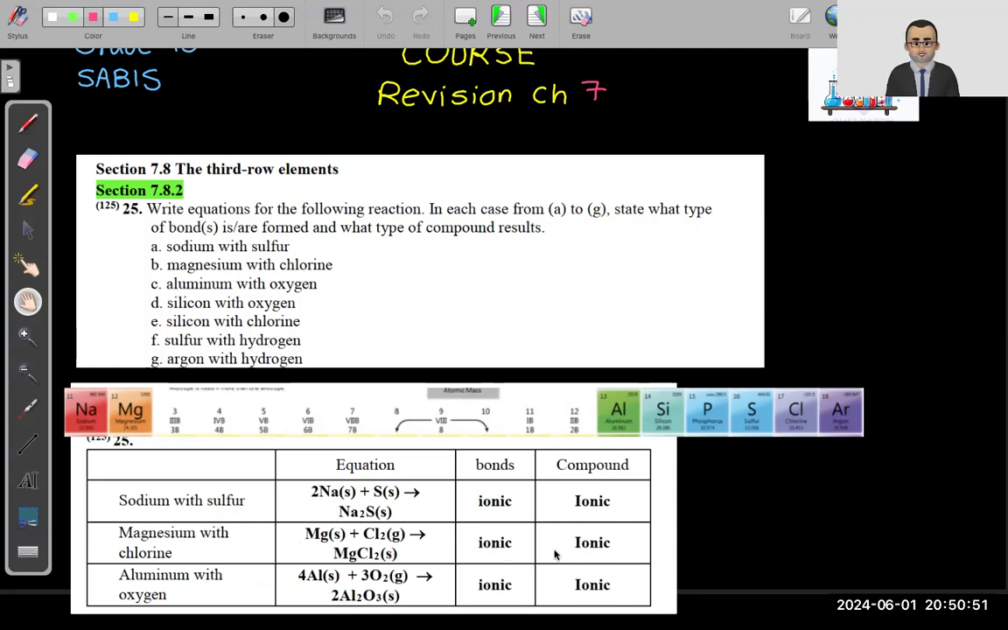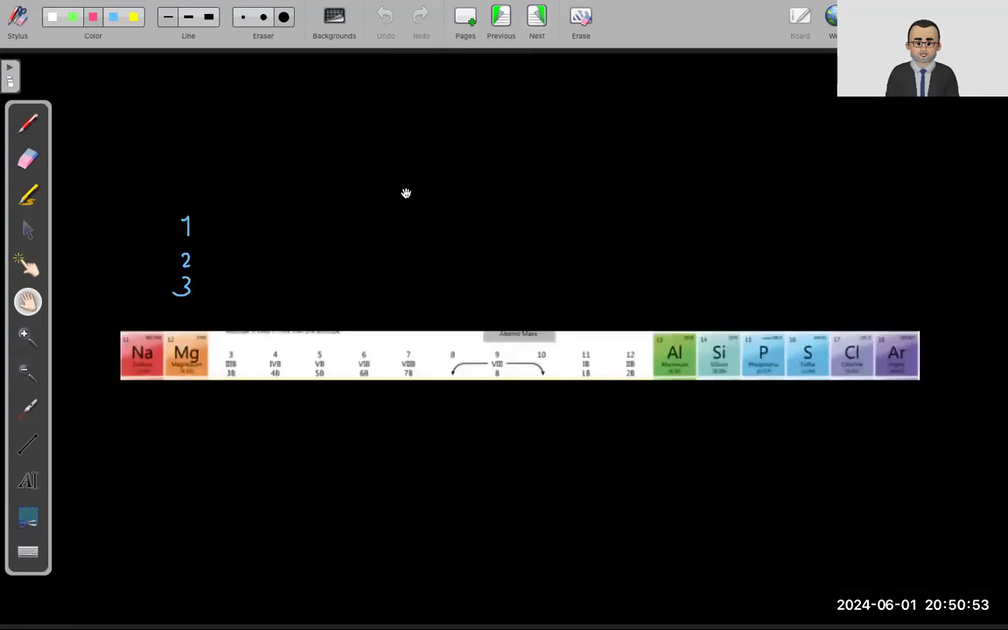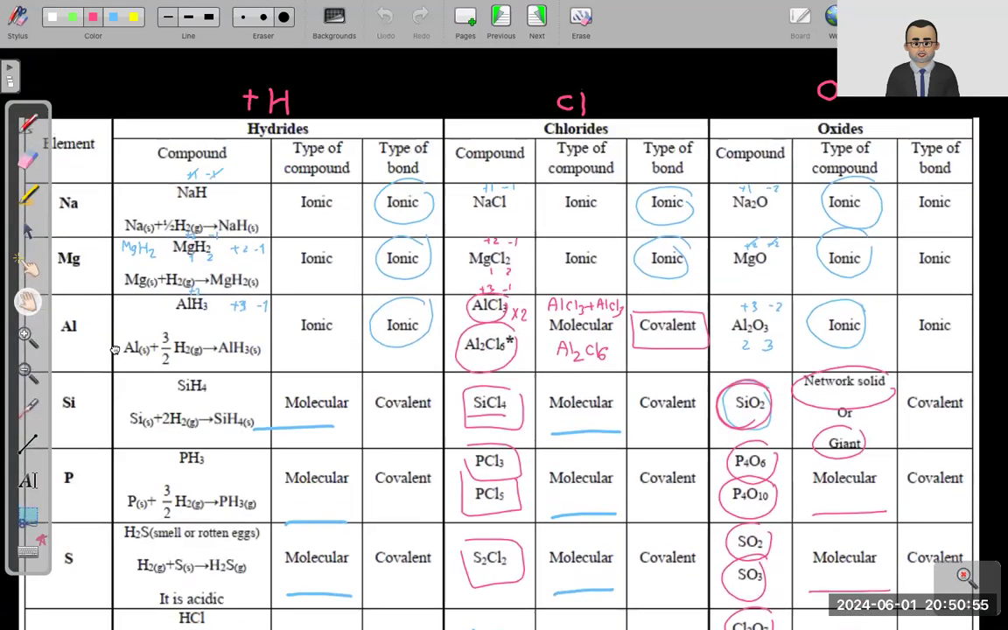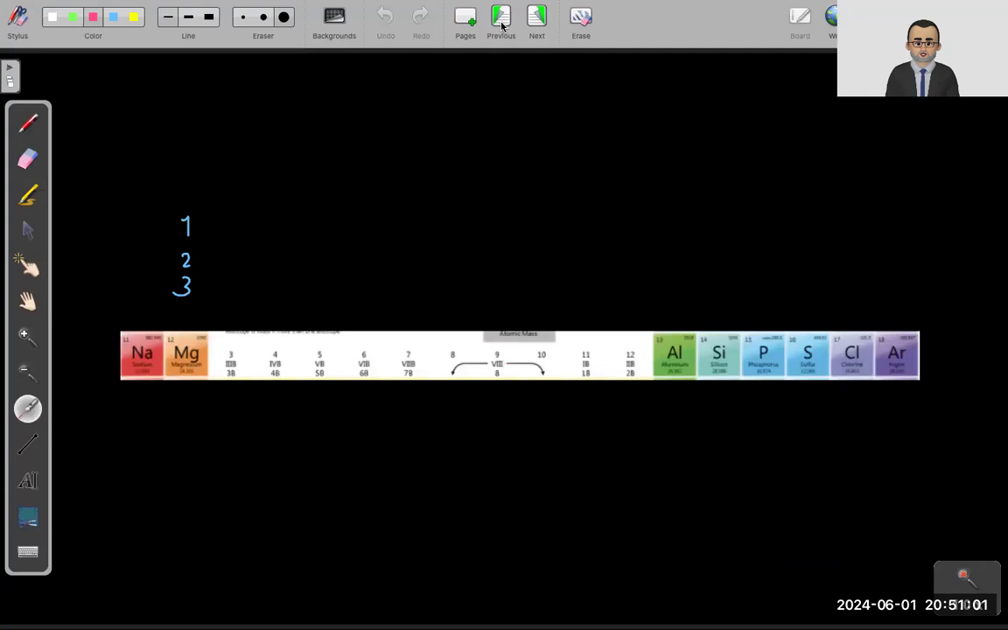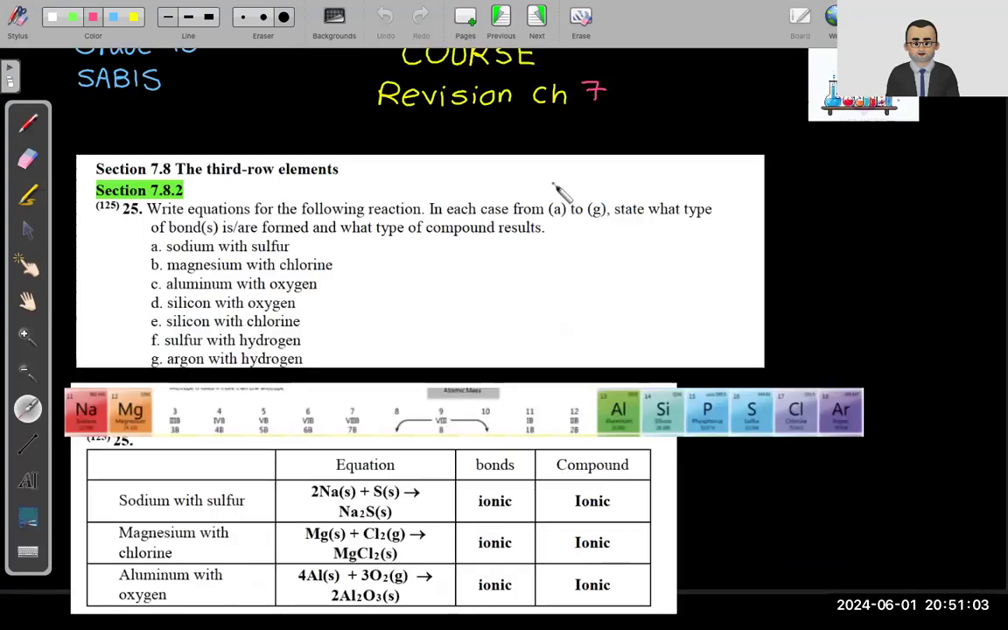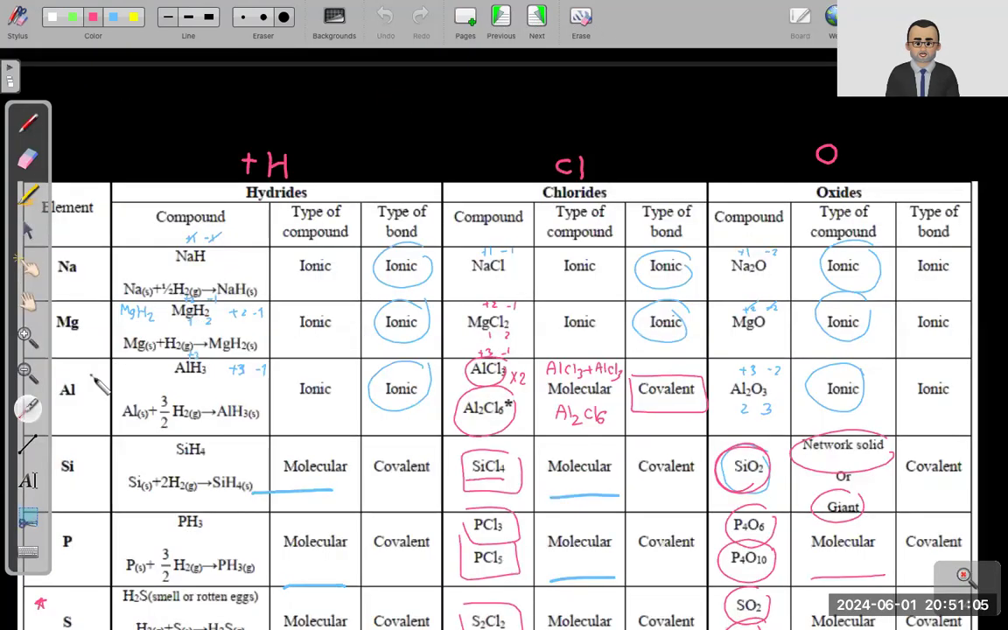How did you know that this is an ionic compound? Because we have memorized that when magnesium reacts with chlorine, it forms an ionic compound. If you did not memorize it here, you will not know how to put it here. Aluminum with oxygen, also in the table we have memorized that aluminum with oxygen forms aluminum oxide. It's ionic. If you did not memorize it, you will not know it's ionic.